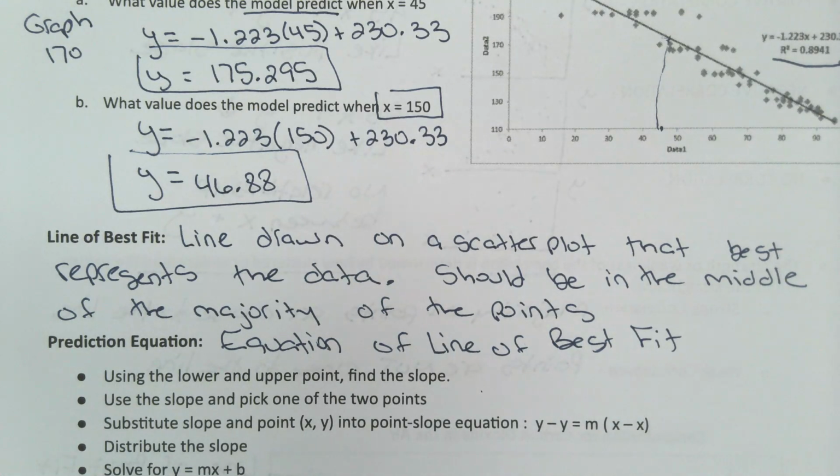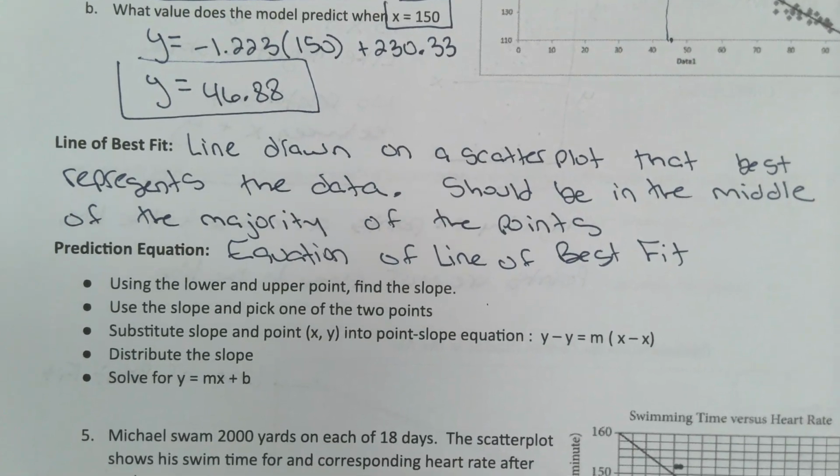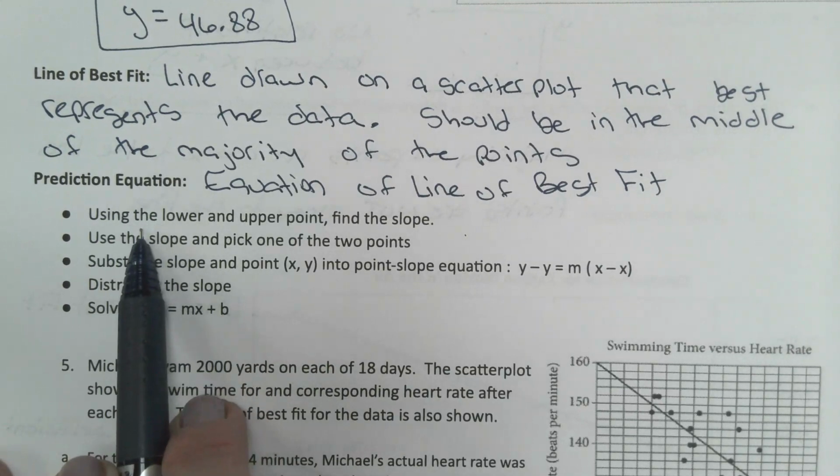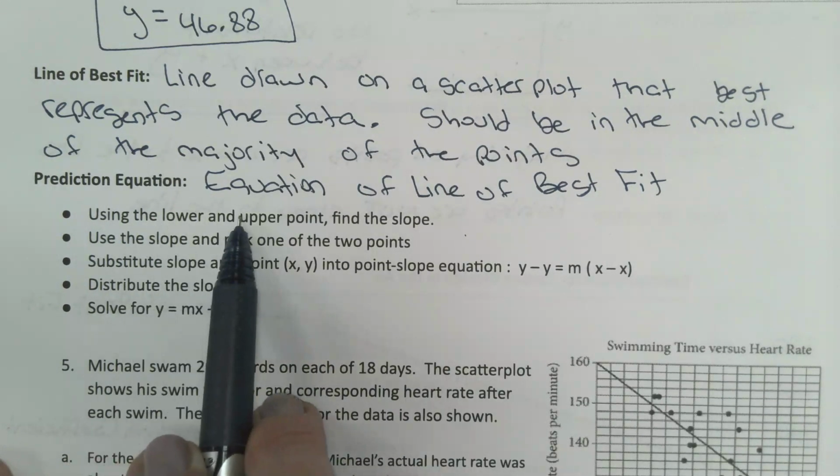It's probably been since Algebra 1 since you've had to do this. So in Algebra 1, you guys did scatterplots. And so it's probably been a while since you've had to write the equation of the line. So here's what you do. Using some upper and lower points, you're going to find the slope.